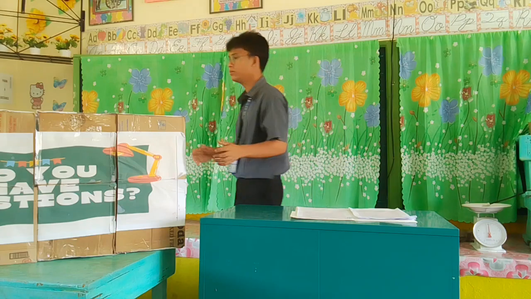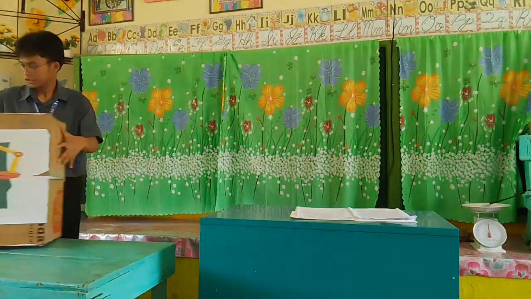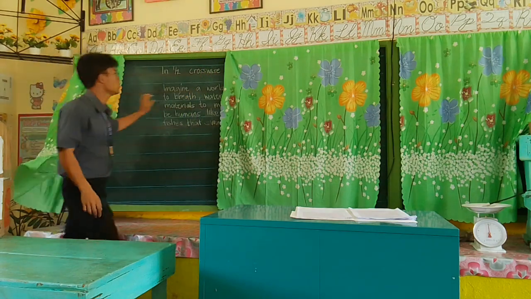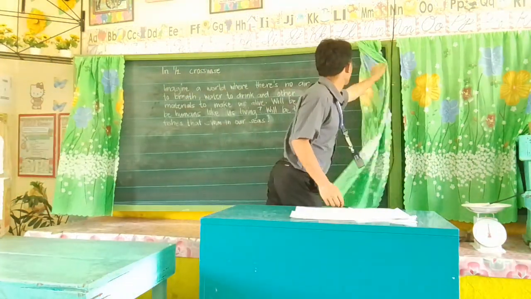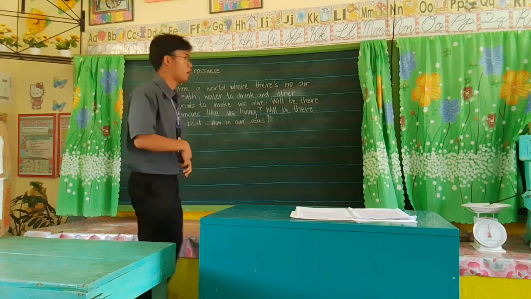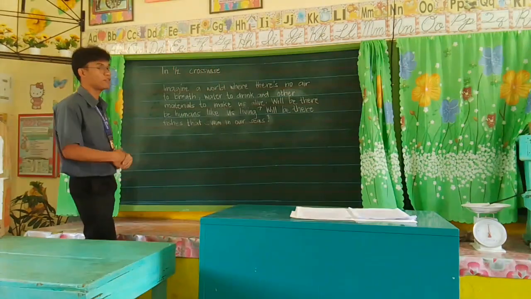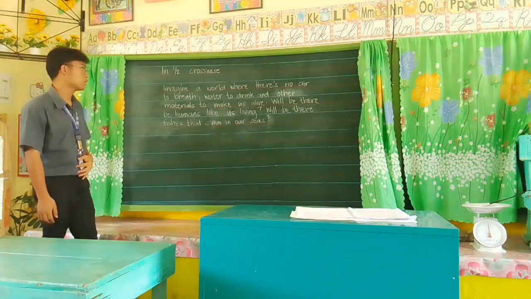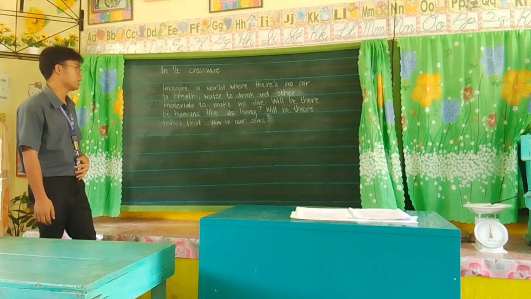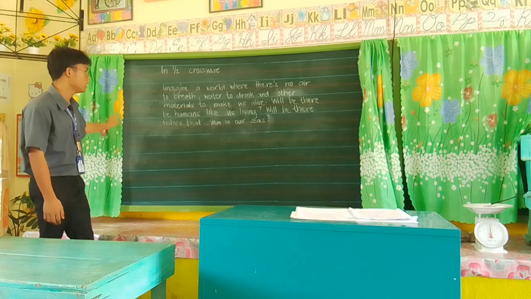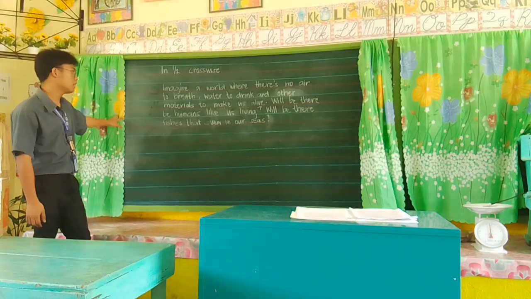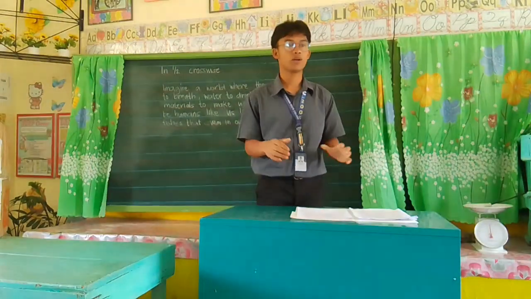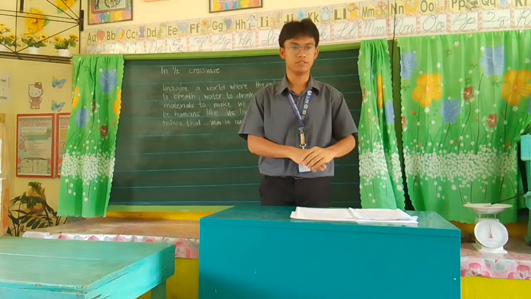Okay, before going home, for your assignment, write this question in your notebook. Okay, in one-half crosswise, imagine a world where there's no air to breathe, water to drink, and other materials to keep us alive. Will there be humans like us living? Will there be fishes that swim in our seas? So that's your assignment for today's discussion.